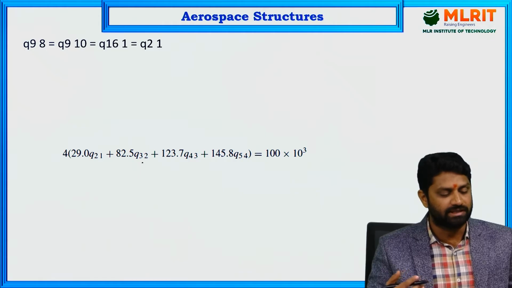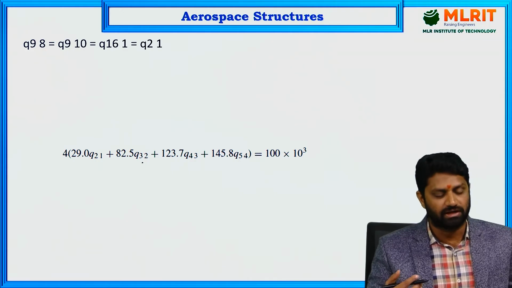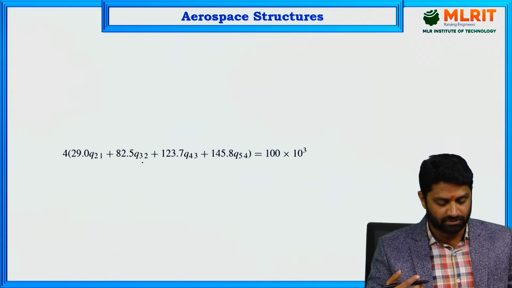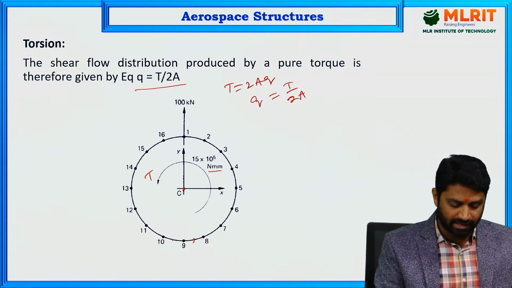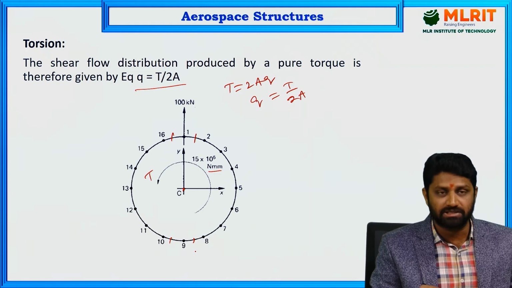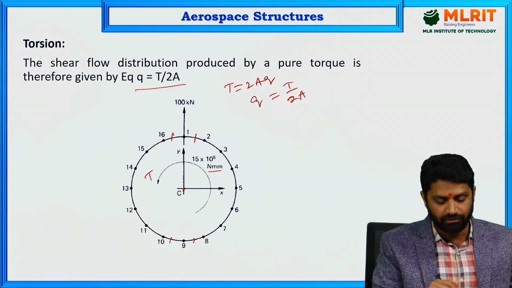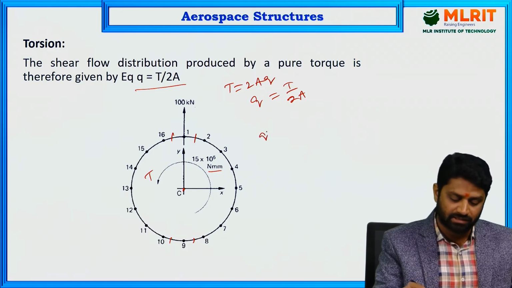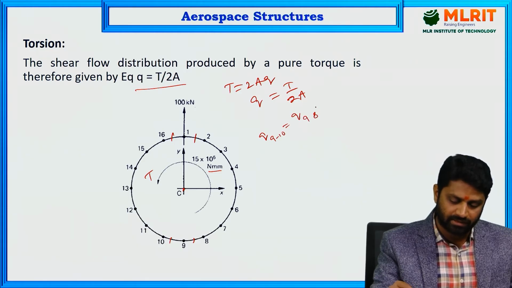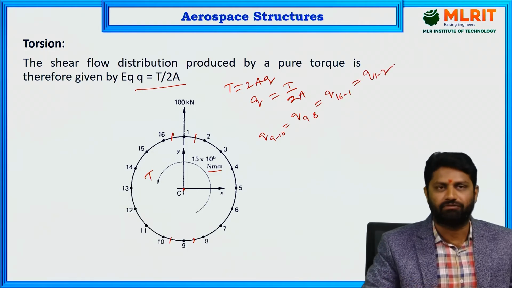Okay, so the first thing is the shear flow in 9.8, 9.10, 16.1 and 2.1 is equal. So what we'll consider first, 9.8, 9.10. So 9.8, 9.10 and 16.1, 1.2. So these are equal, isn't it? The shear flows, because of the doubly symmetric nature, the shear flow in these 4 panels becomes similar. So therefore, for the first equation, what I am writing here is the shear flow in 9.10 equals the shear flow in 9.8 equals the shear flow in 16.1 equals the shear flow in 1.2. This is the first condition I am taking.